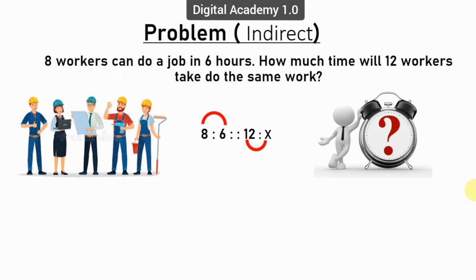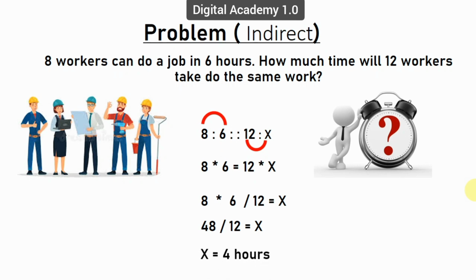Solving for the value of x, we get 8 times 6 divided by 12 equals x. Step 2. Now calculate the time required for 12 workers. 48 divided by 12 equals x. x equals 4 hours. Final answer.